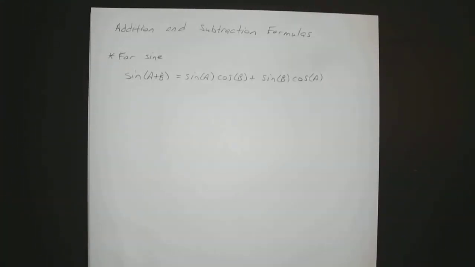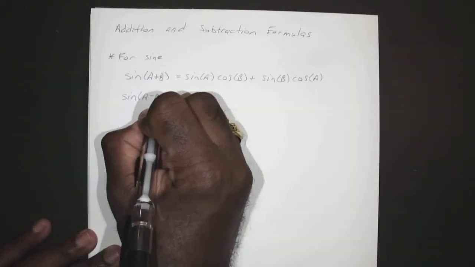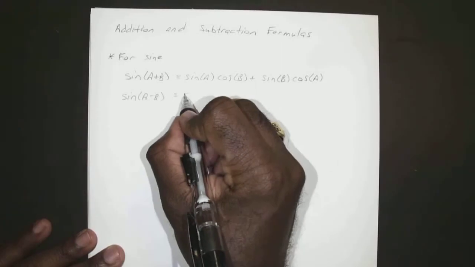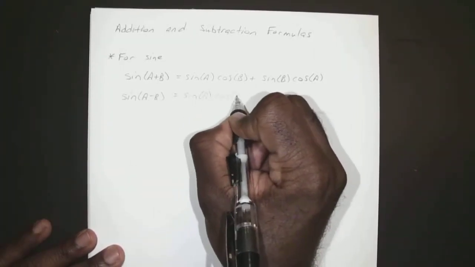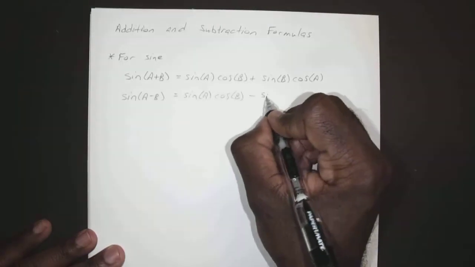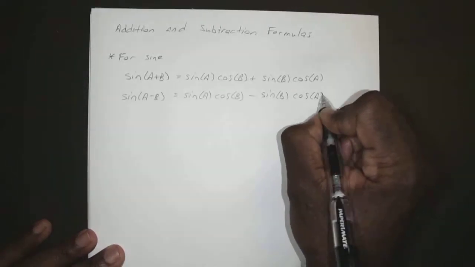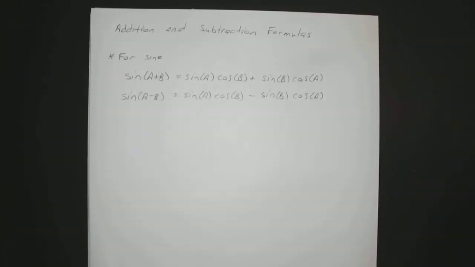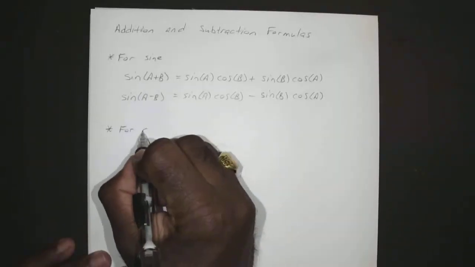Same thing with subtraction. Sine of a minus b is equal to sine of a cosine of b minus sine of b times cosine of a. Okay. Now for cosine, it's a little bit different.